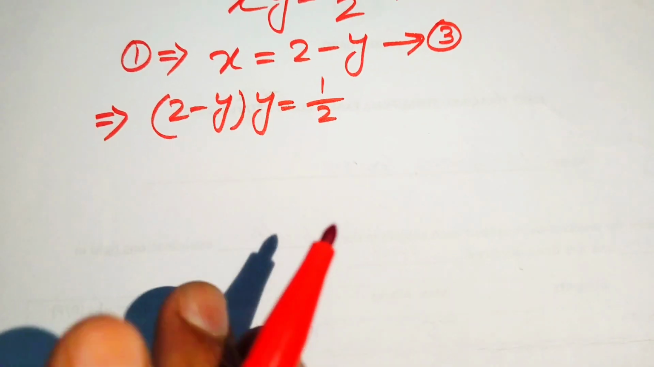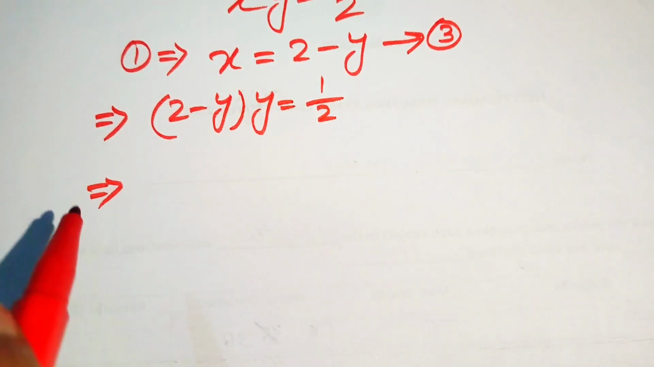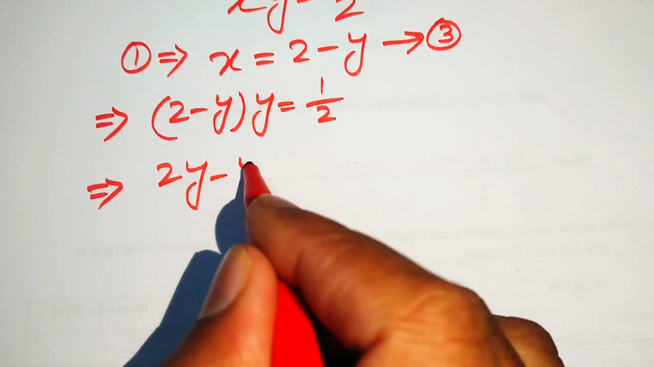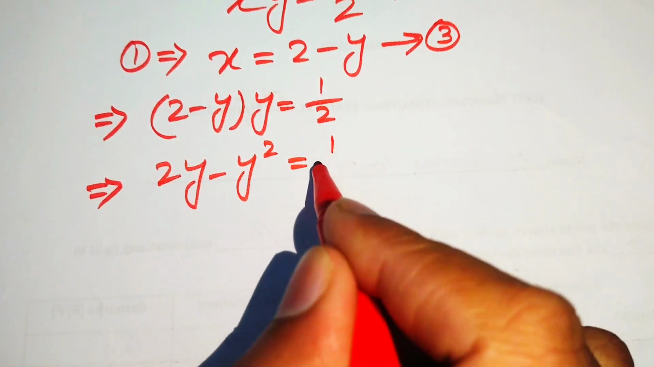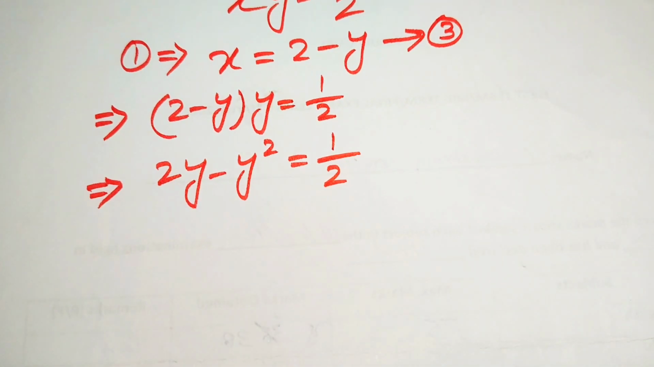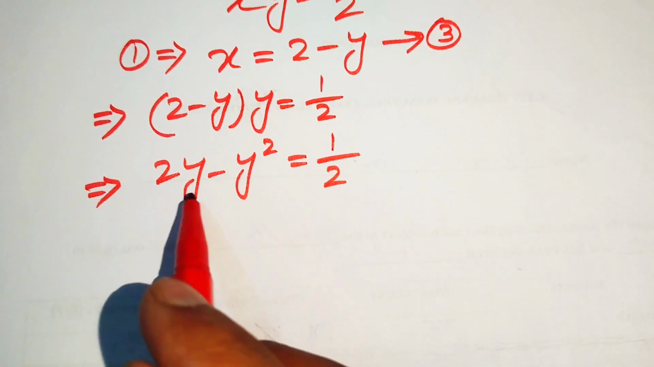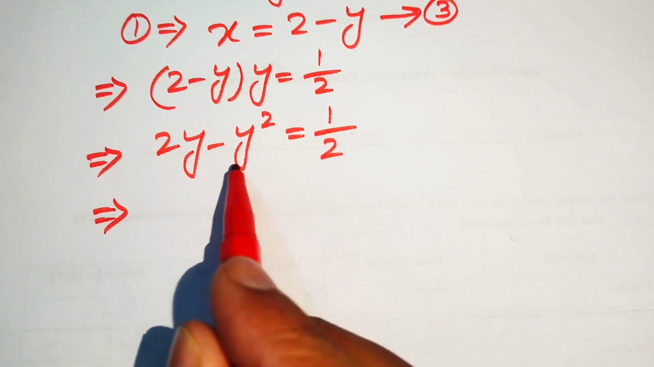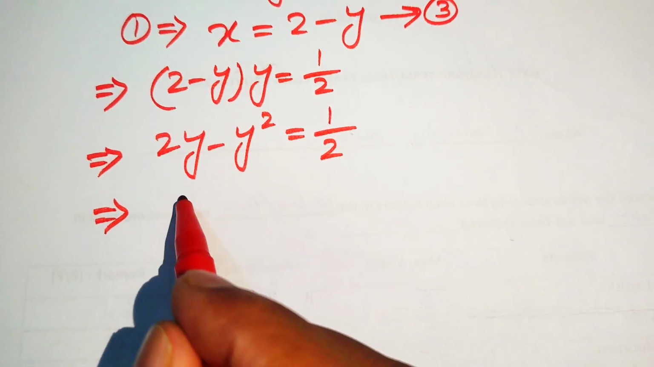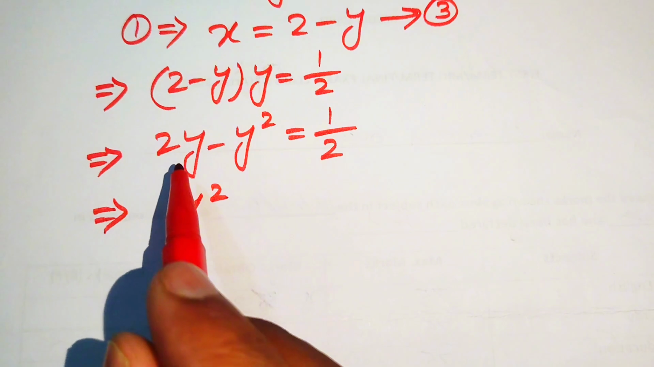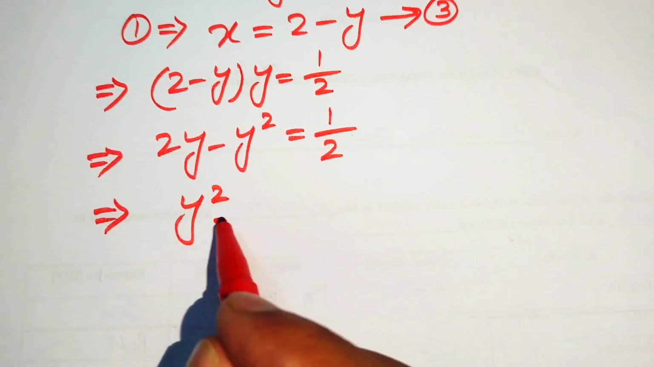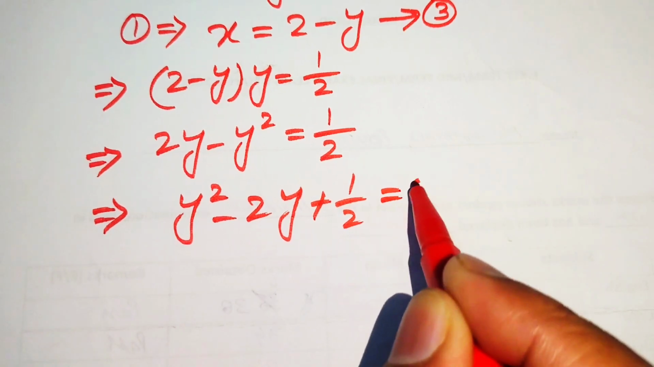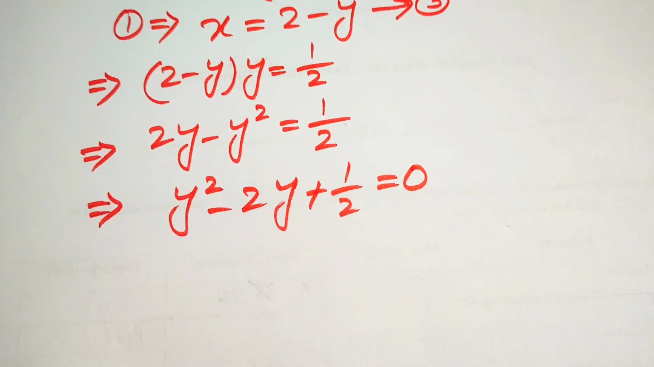And now in the next step we need to multiply this y on both of these terms. It will be written as 2y minus y squared equals 1 over 2. And now in the next step we move these two terms to the right hand side. So you see that y squared is negative. When we move it to the right hand side, it becomes positive. This plus 2y becomes minus 2y, and this plus 1 over 2 equals 0.